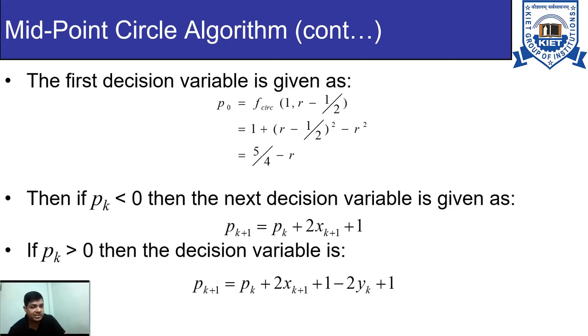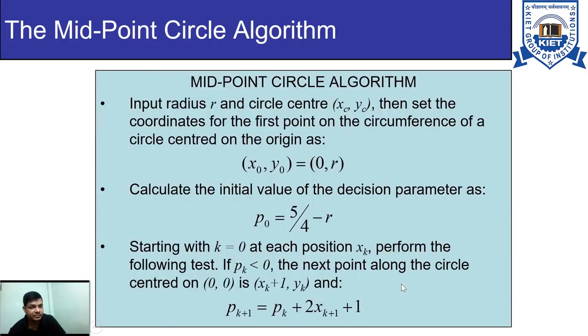So from all these things we have seen that if the value of pixel parameter pk is less than 0, the next decision parameter will be given as pk plus 1 is equal to pk plus twice of xk plus 1 plus 1. While if the value of pk is greater than 0, then the pixel parameter will be pk plus 1 is equal to pk plus twice of xk plus 1 plus 1 minus twice of yk plus 1.